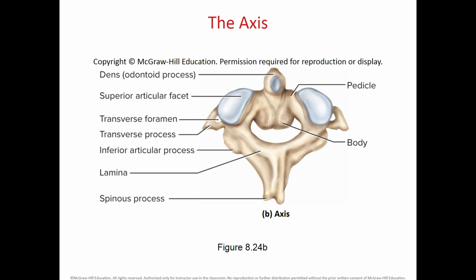So this is the superior view of the axis. This is the body. The upper pointed projection of the body will be the dens or odontoid process. This will be the pedicle. This will be the lamina. This will be the vertebral arch. And this will be the spinous process, the transverse process with the transverse foramina, and the superior articular facet.